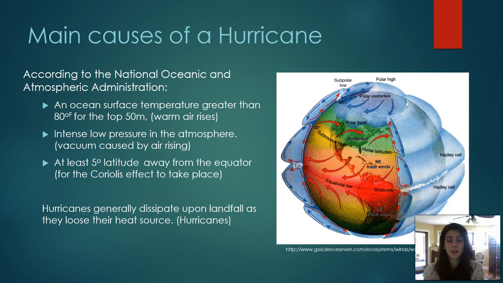So when there's the vacuum, it actually sucks in surrounding air to fill the gap of where the warm air that rose was. Also, you need at least 5 degrees latitude away from the equator, and this is so that the Coriolis effect can take place.